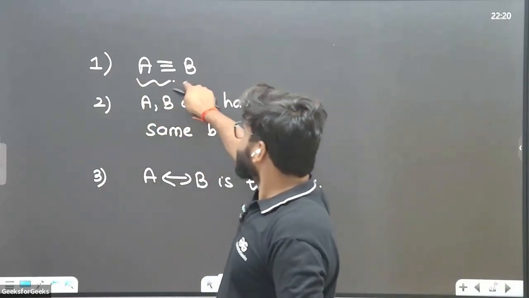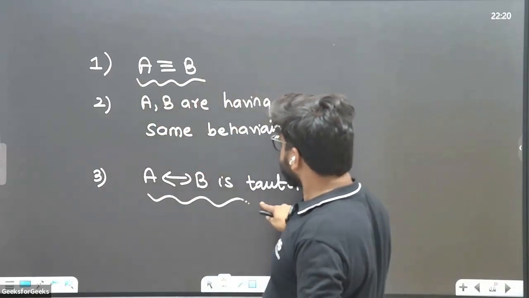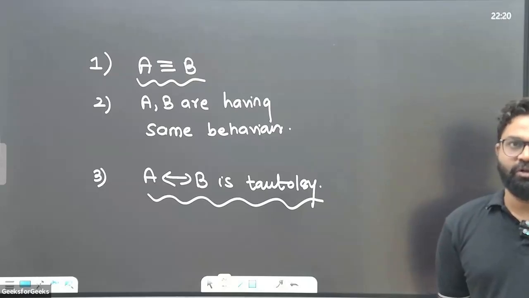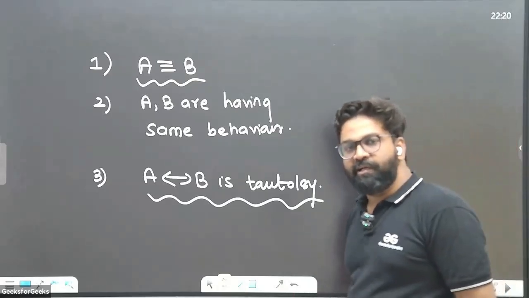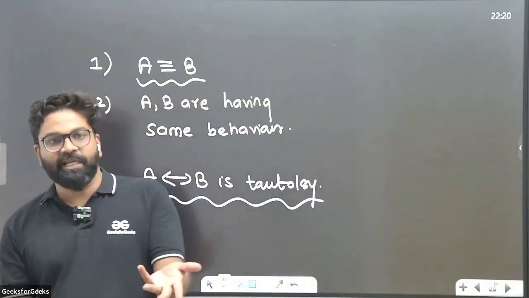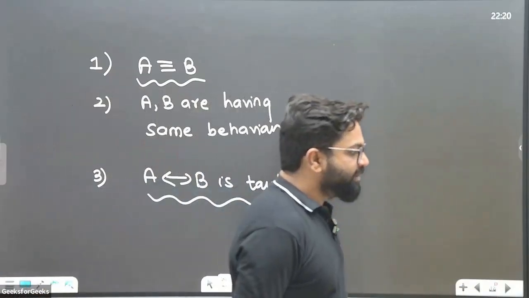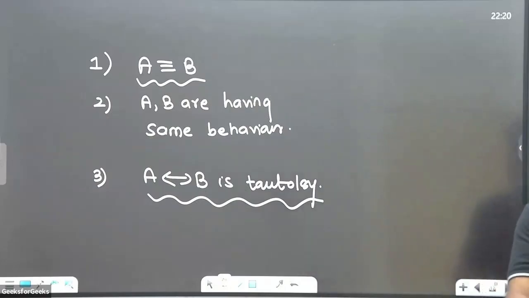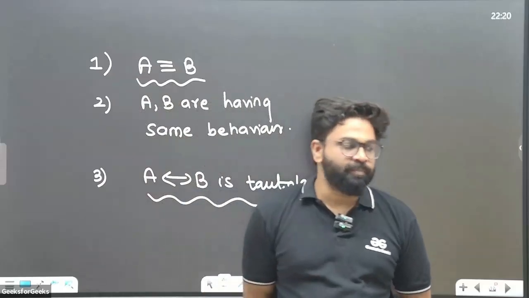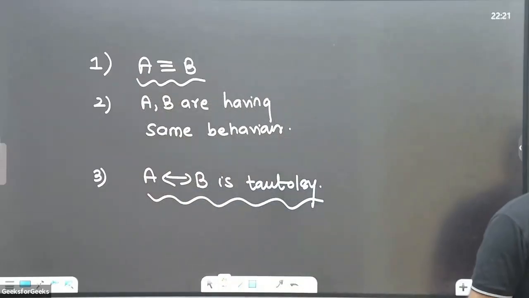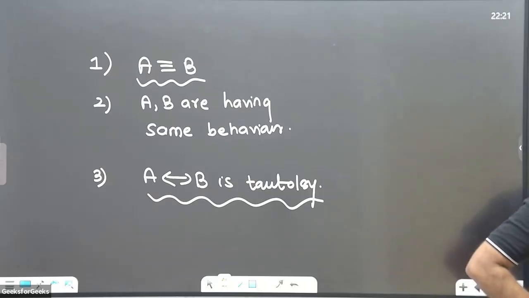Either you will write it like this, or you can also write it like this. A double implication B is a tautology. What is the meaning of this? That means A and B are logically equivalent. That is why you are getting a tautology. If A double implication B is a tautology, that means you will get the same value for all. So the third expression will also imply A double implication B. What do you say? Please tell me fast.